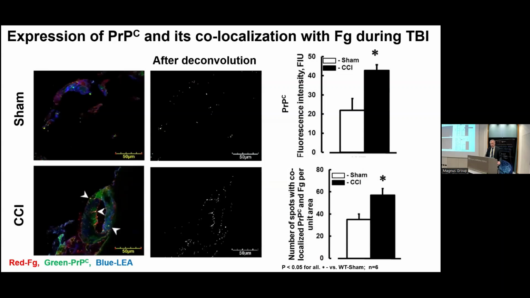We tested expression of cellular prion protein and its colocalization with fibrinogen, because we suspected that this is the protein that can be bound to fibrinogen. And as it is on the surfaces of cells, neurons or astrocytes, this prion protein, cellular prion protein, becomes a receptor for fibrinogen on these cells.